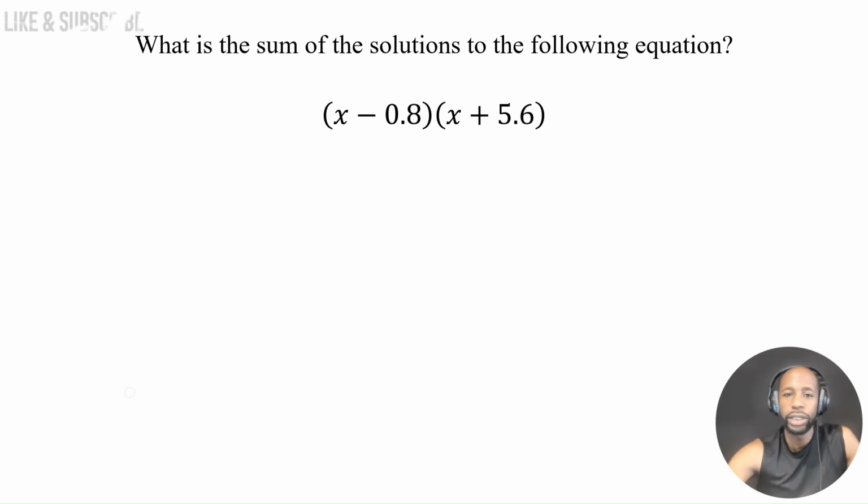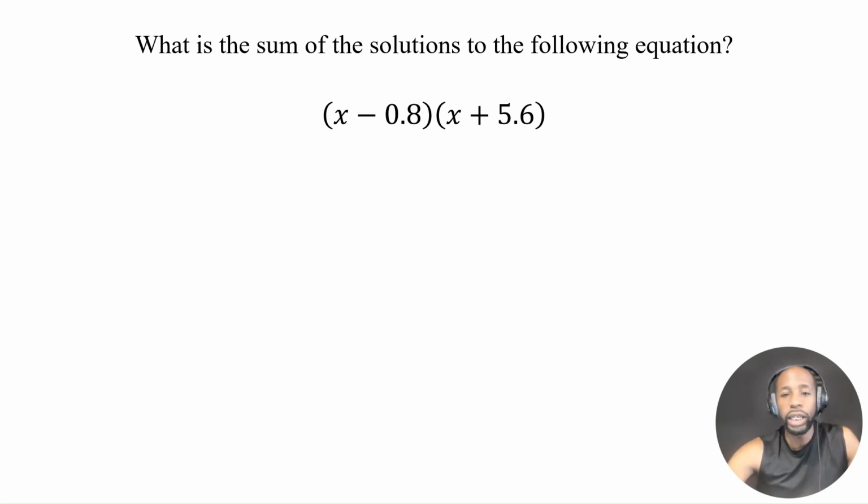Make sure you look at this, try to solve it on your own, and then unpause the video so you can see how to solve it. So this is actually a very easy one. What is the sum of the solutions to the following equation? x minus 0.8 and then x plus 5.6.